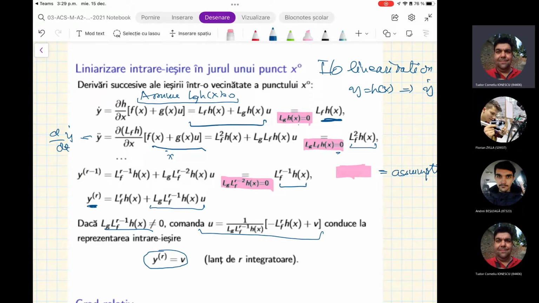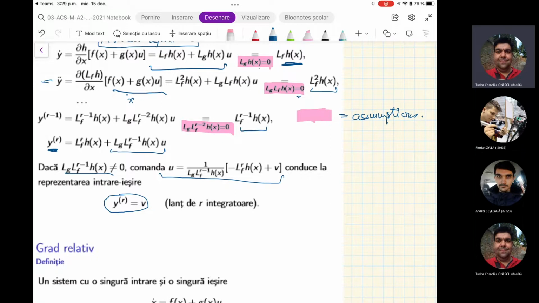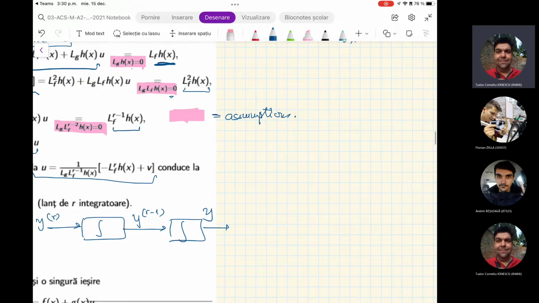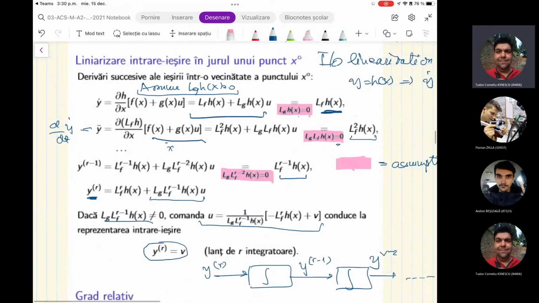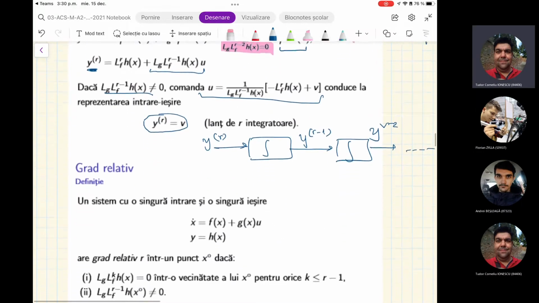This is a chain of integrators, because to get back to y, you have y differentiated r times, you take an integrator, then you get y differentiated r minus 1 times. You take another integrator, this is y differentiated r minus 2 times, and so on. Finally, you get y dot, you take an integrator, and then you get y. That's why this is called a chain of integrators. So you can do this if you have this property satisfied.